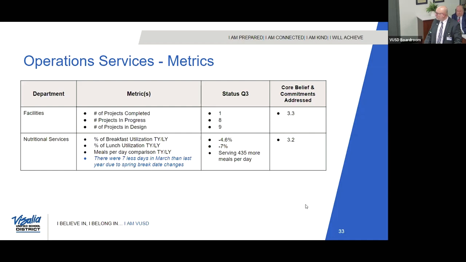So on facilities, as you know, we've got projects going on. They're pretty much endless. We've got lots of projects going on this summer, but this last quarter we did complete one project. There are 8 in progress and 9 in design. So really no end in sight on the projects continuing forward. Nutritional services had a little bit of a dip, but that's just due to the calendar and spring break. We had fewer days, so we served fewer meals. They're continuing to provide the no-cost breakfast and lunch to students as we go. And as was mentioned tonight, for extended year and summer school, we will also be providing breakfast and lunch to all of our summer school students.